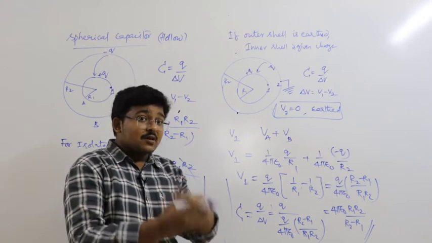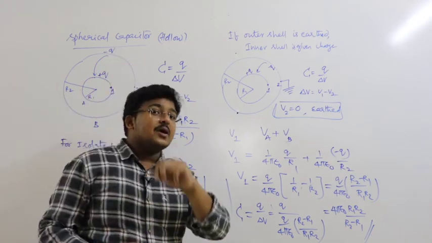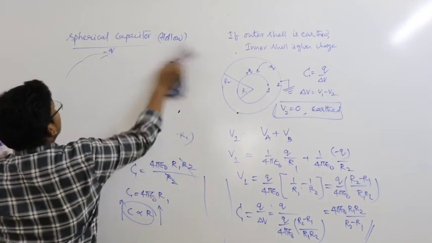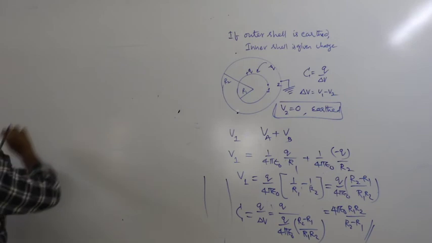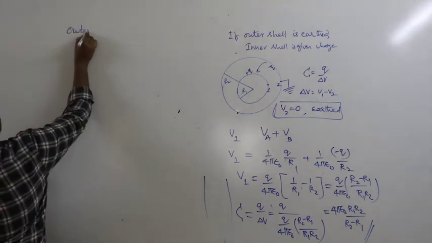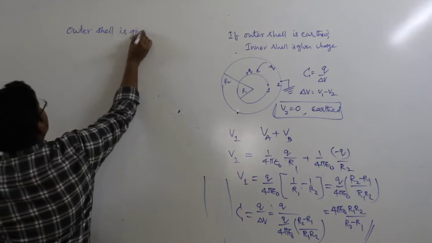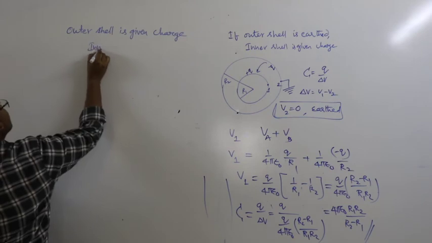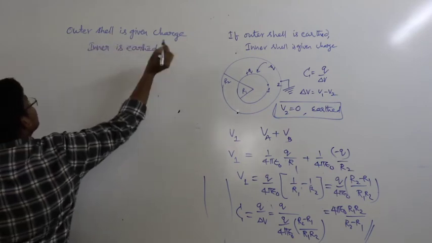Okay, now we will see the converse. Now the outer sphere will be given charge and the inner sphere will be earthed. Then what happens? What will be the capacitance? So here, the second one: the outer shell is given charge, inner is earthed.